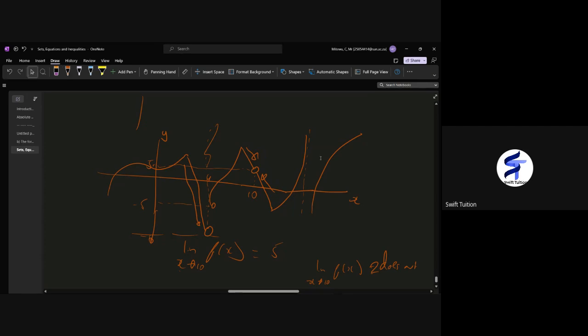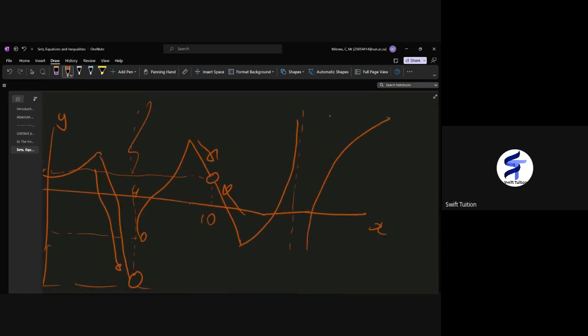Let's look at it from another perspective. Say as we approach this value, from the left-hand side we're getting closer to positive infinity, and from the right-hand side we're approaching negative infinity. We're not approaching the same infinity, so the limit does not exist. But if they're both approaching positive infinity, then the limit is positive infinity.